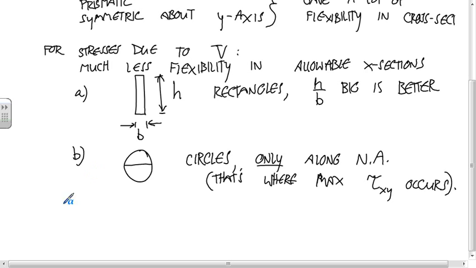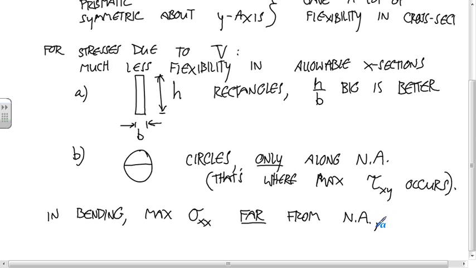Okay, and remember that in bending, the maximum normal stress is far from the neutral axis. In shear, max XY shear stress is at the neutral axis.